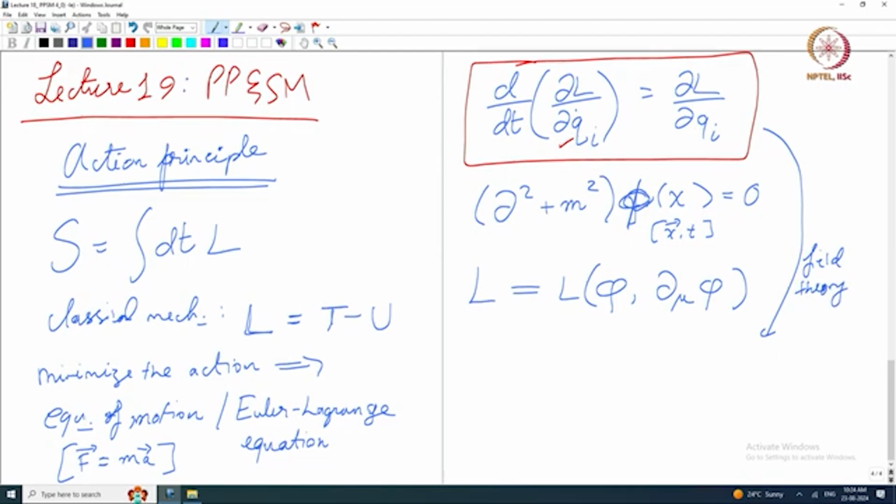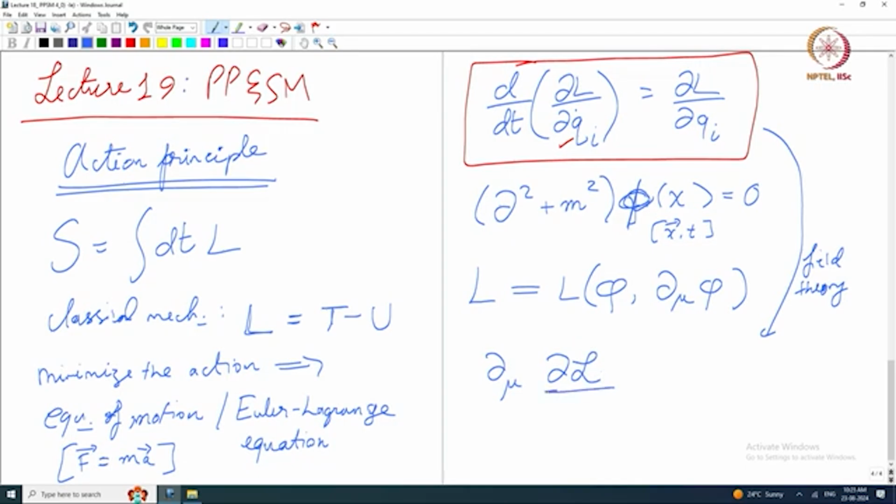It should look like this, agreed? Just like d by dt, now I have to put space and time on the same footing, so I'm going to take the 4-derivative, and then I'm going to write the Lagrangian with a curly L now. We'll see why in a second, okay.